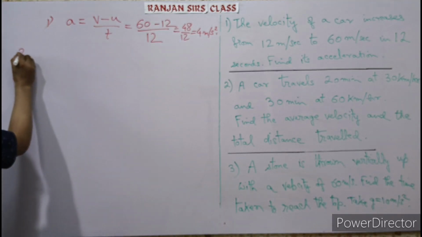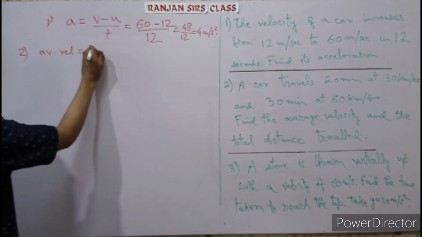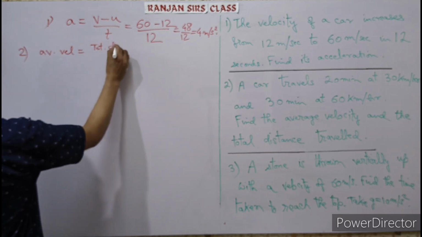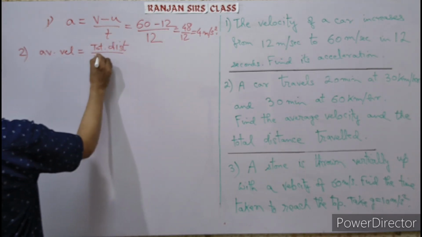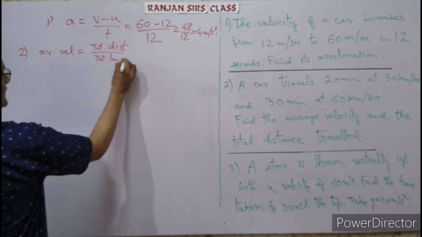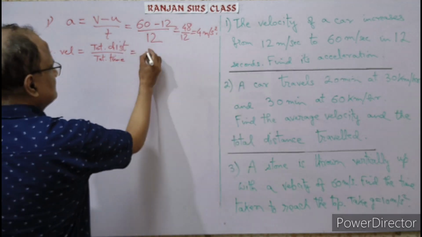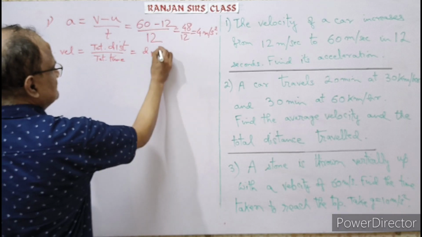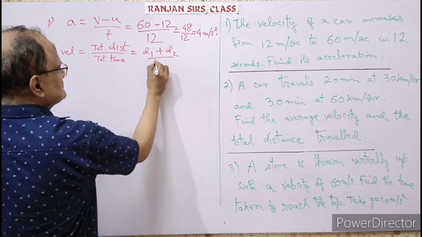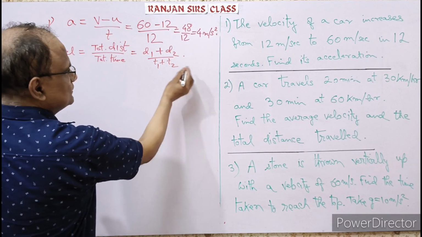Write down. Number 2. Average velocity will be total distance divided by total time taken. I am writing in short forms. Suppose the first distance was d1, the second distance is d2, which we have to calculate, and the total time is equal to t1 plus t2. So if we know these values, we can find.